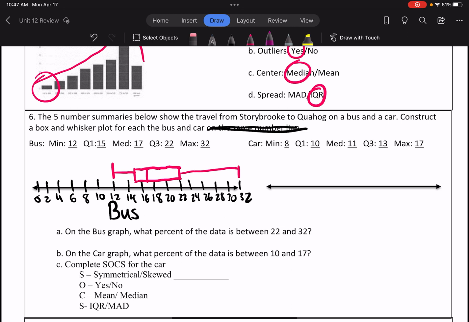So remember, we're talking about percentiles, and each of these quartiles is 25%. So between our minimum to Q1, that's going to be 25% of our data. Q1 to our median is 25%. Median to Q3 is 25% of the data, and Q3 to the maximum is 25% of the data.